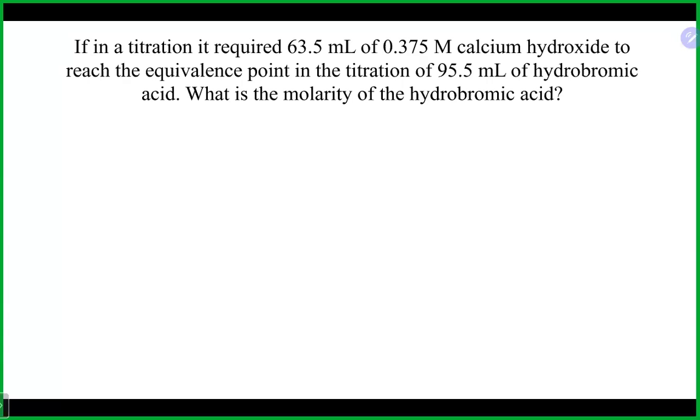Okay, let's take a look, see how you're doing. So this is a titration problem. Really, again, a titration problem is really just a stoichiometry problem. So you should just think about following the four steps that we normally do.